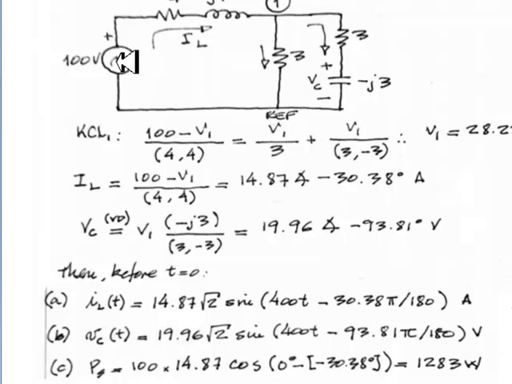Absolutely. The power here was the RMS of voltage times the RMS current, which is IL, 14.87, multiplied by the cosine, RMS volts, RMS amps, times the cosine of whom? The cosine of the angle of the voltage minus the angle of the current: phase of the voltage 0 degrees minus phase of the current from here, negative 30 degrees. That is 1283 watts, and that completes part A.